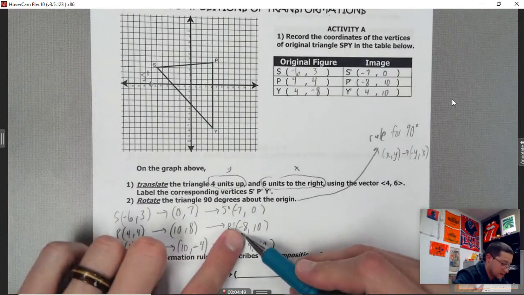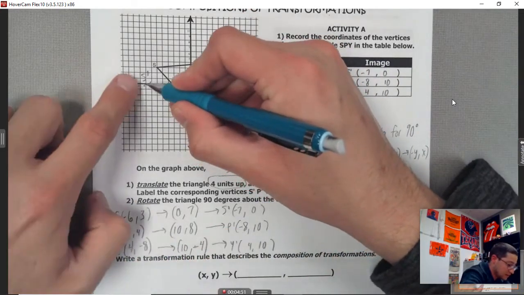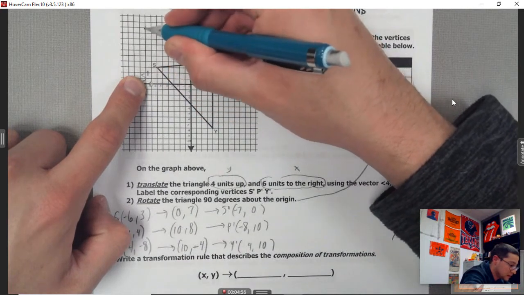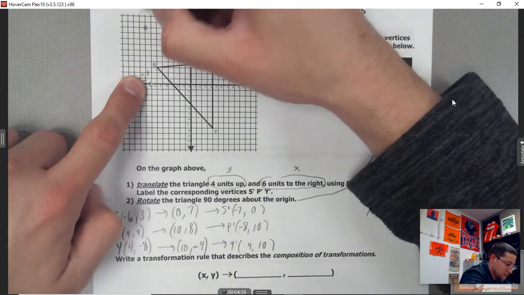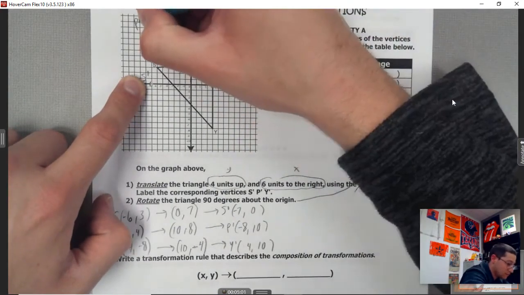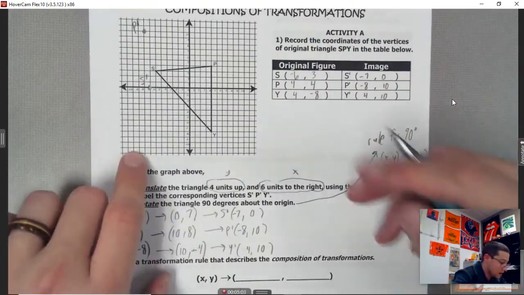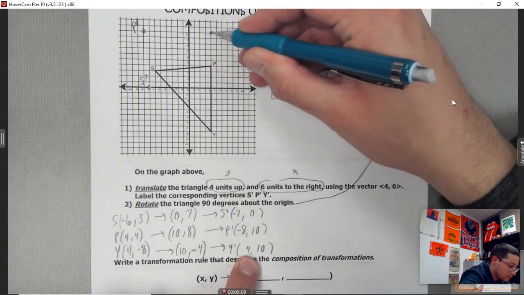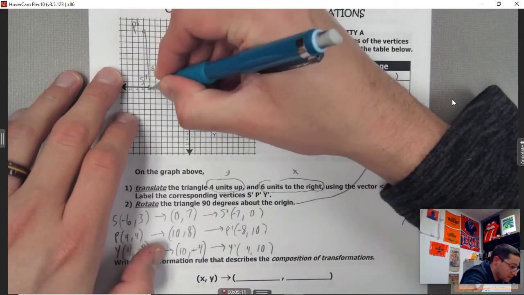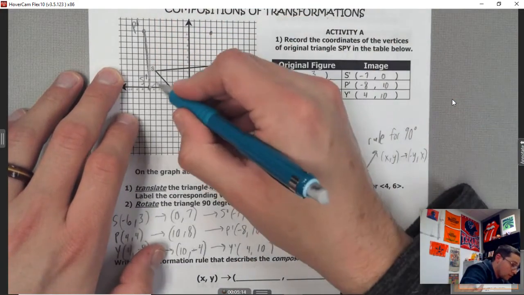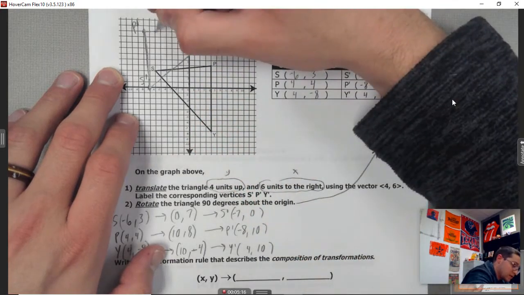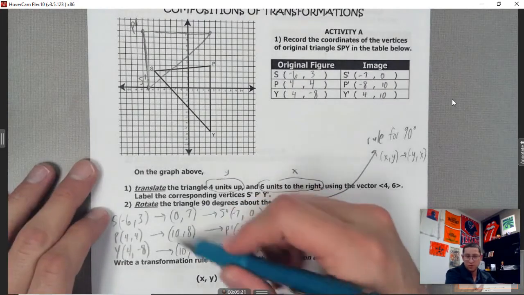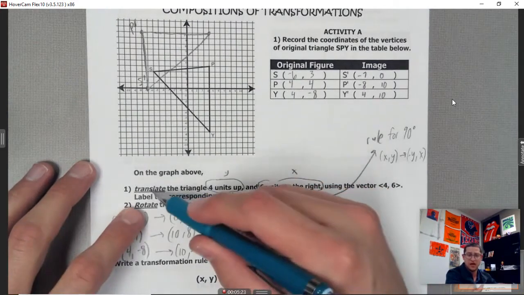And then we've got negative 8, comma 10. That's way up here, 3, 6, 10. There it is. That would be P prime. It's hard to see in there. And then we've got Y prime, and that's going to be at 4, 10. So 4, 10 up here. Okay, that is our composition transformation there. We did two different things. If you really wanted, you could see the intermediate steps, just to see the actual translation.